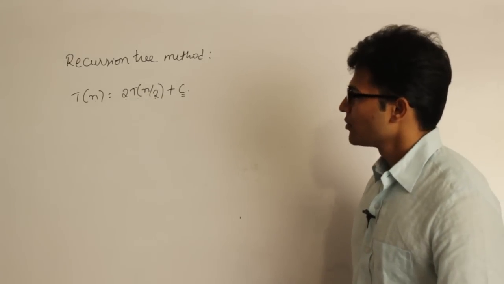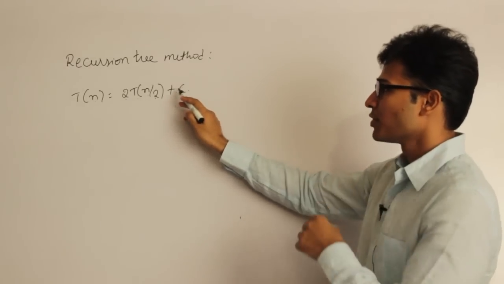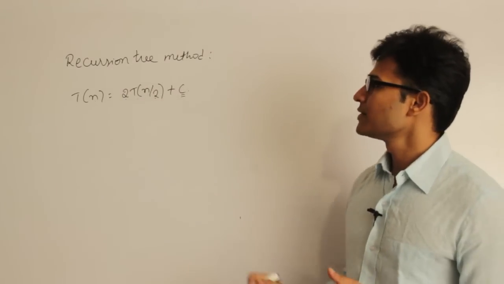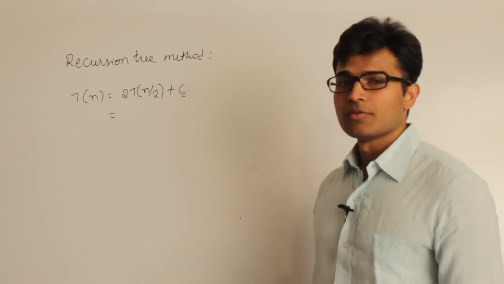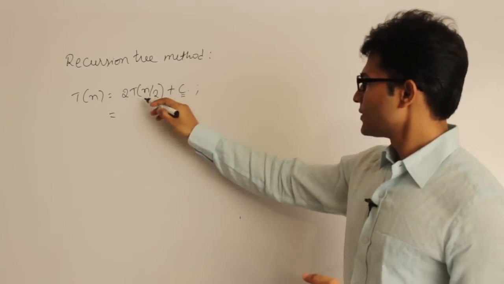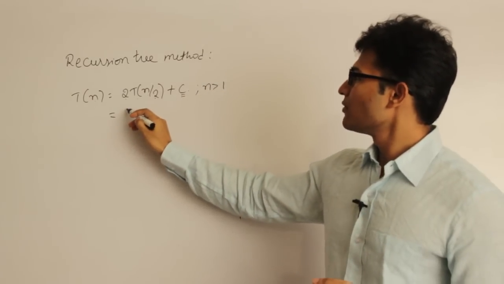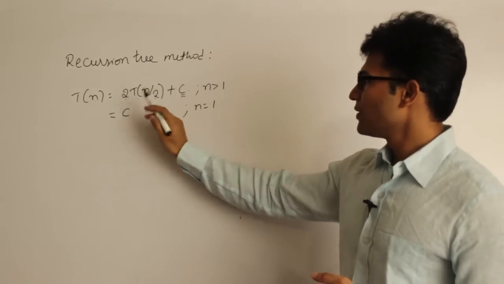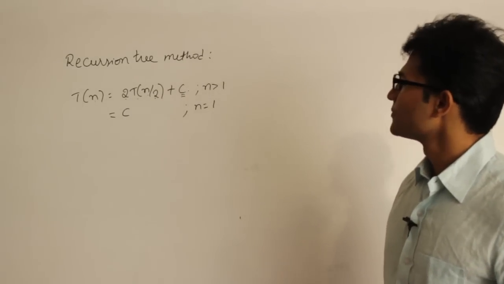So you could think of it like this: if I do a C amount of work, I could produce two problems with smaller sets of inputs, and each input size is reduced to n by 2. And there should always be an anchor condition. Let us say this condition is valid when n is greater than 1, and when n equals 1, when we touch 1, then it is a constant amount of work. Then how could we solve this?